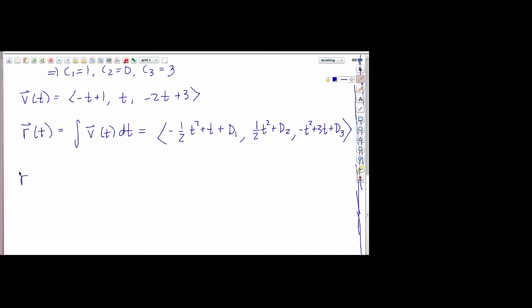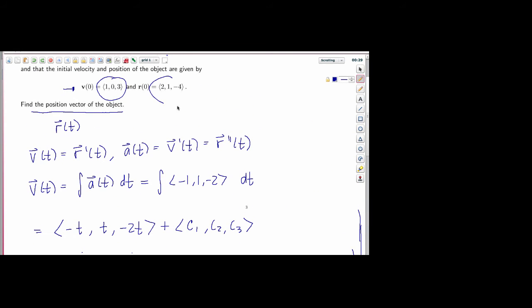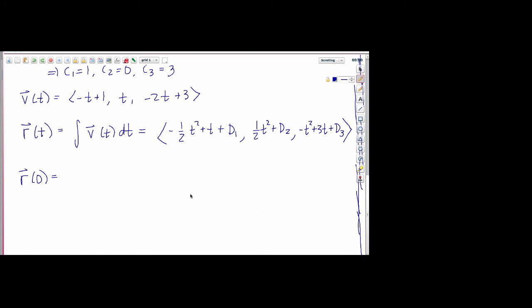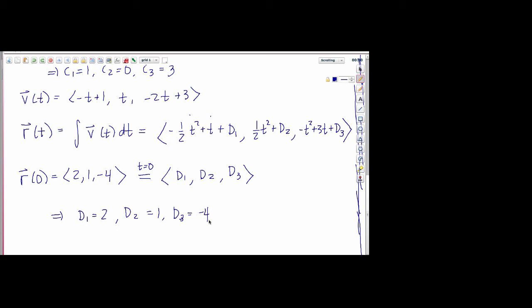Now again, we were told the initial position, r(0), was <2, 1, -4>. So r(0) is <2, 1, -4>. And again now, to solve for the d's, let's take that position vector we were given and put in t equals 0. So in the first component, we just get d1. In the second component, we just get d2. And in the third component, we just get d3. So this tells us that our d1 is equal to 2, our d2 is equal to 1, and our d3 is equal to -4.